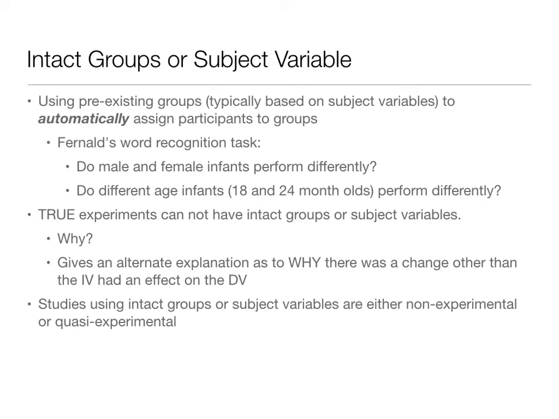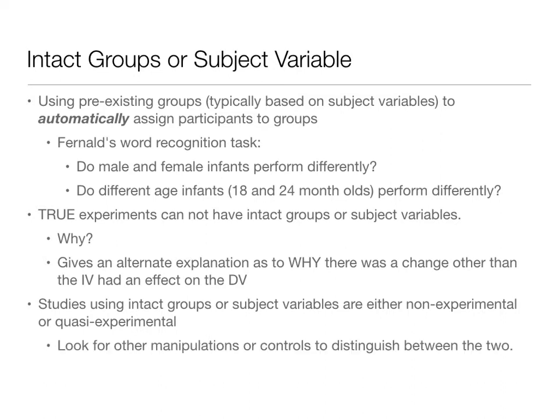So studies that involve intact groups or subject variables are going to be either non-experimental or quasi-experimental. And again, it depends on what they're doing with those intact groups and those subject variables, whether it is manipulated. If there's manipulation, then we're going to be more quasi-experimental. If we're just measuring, it's going to be more non-experimental. So again, look at whether they're manipulating variables to see if it's quasi-experimental.